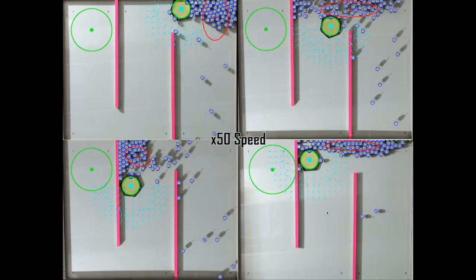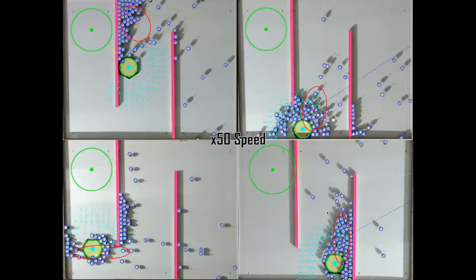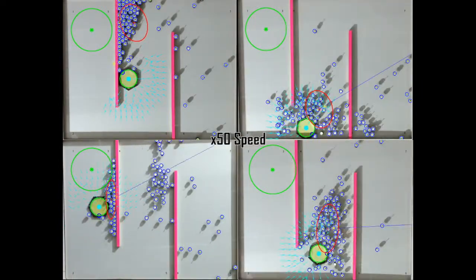The goal is to manipulate the green hexagonal object to the region marked by a green circle at the top left. A maze is made by the long pink rectangular obstacles. The cyan arrows show the potential field of repulsive and attractive forces around the object.